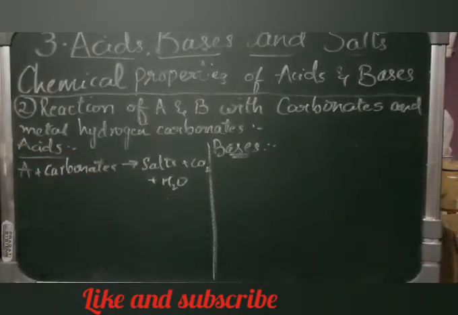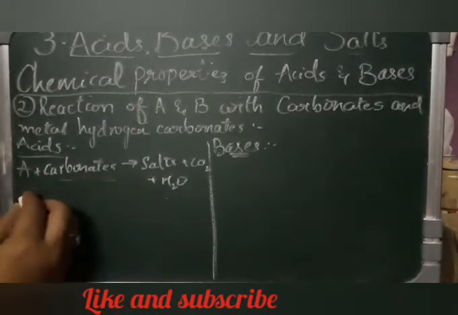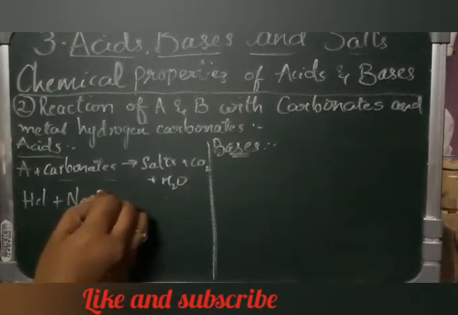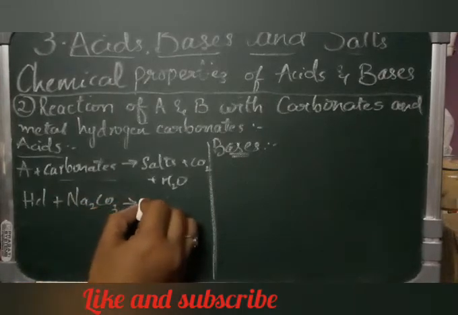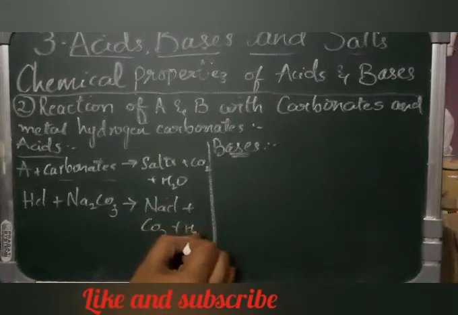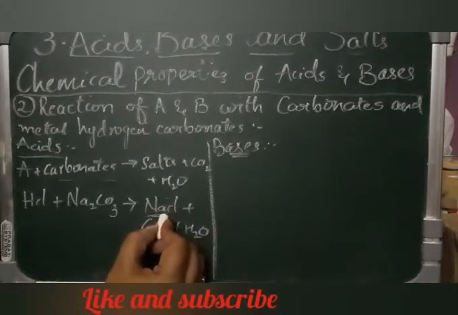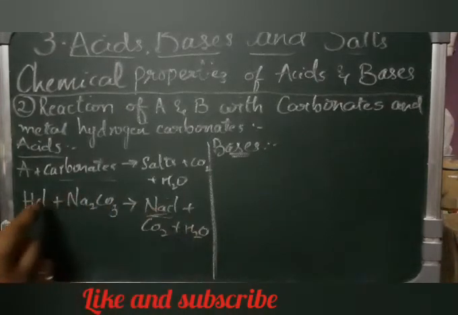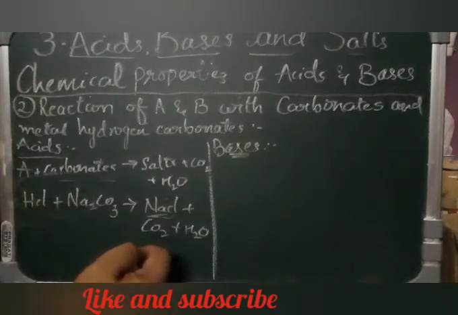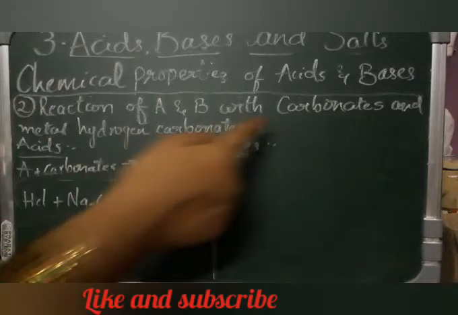So for example, we will take sodium carbonate as the carbonate. We will take a strong acid, HCl, plus carbonate Na2CO3, and we will see the formation of NaCl plus carbon dioxide plus water. So what is formed here? Salt is formed. Again here we can see that a displacement reaction is taking place, and sodium chloride is formed with carbon dioxide and water.